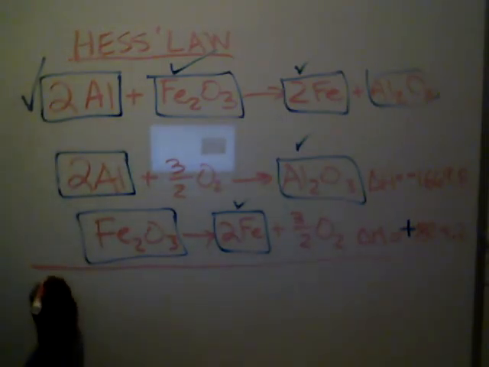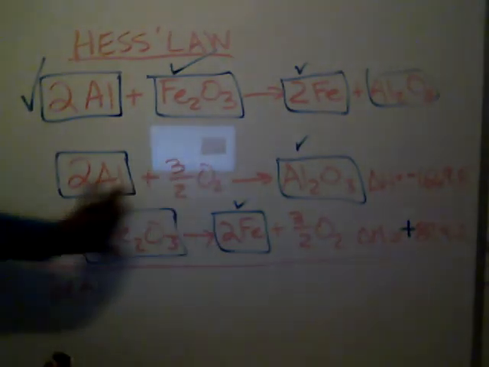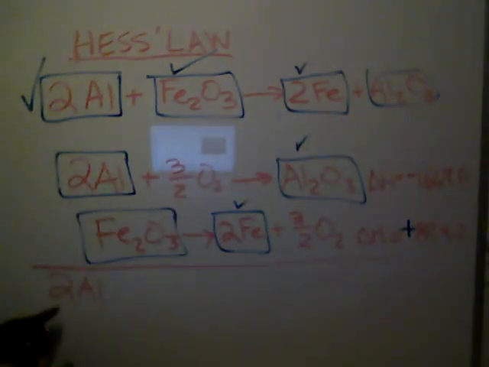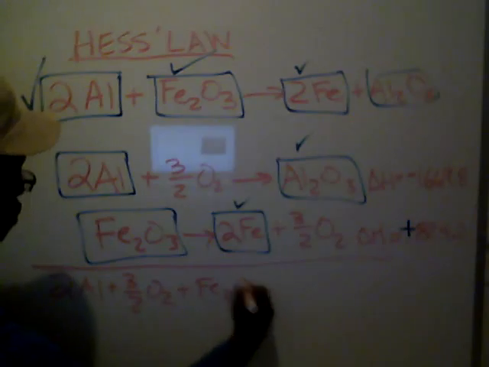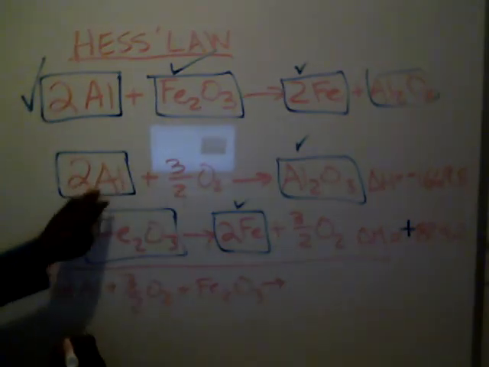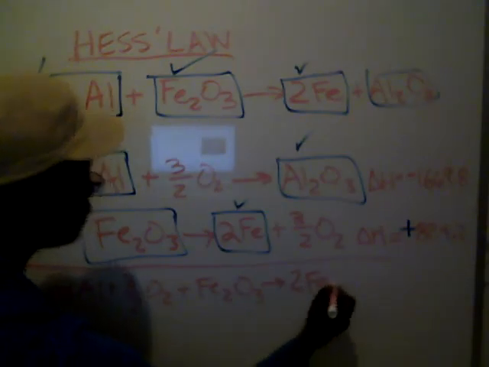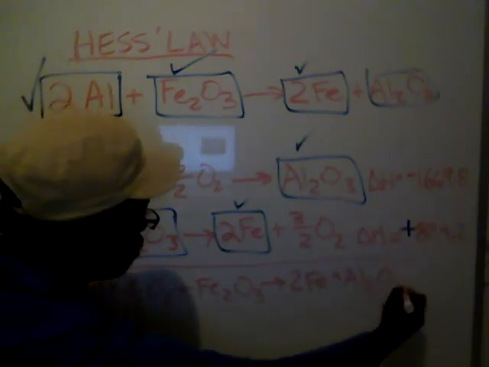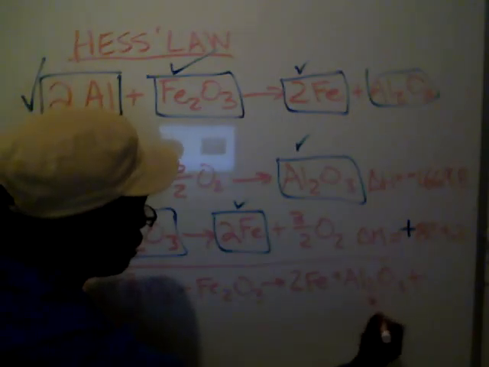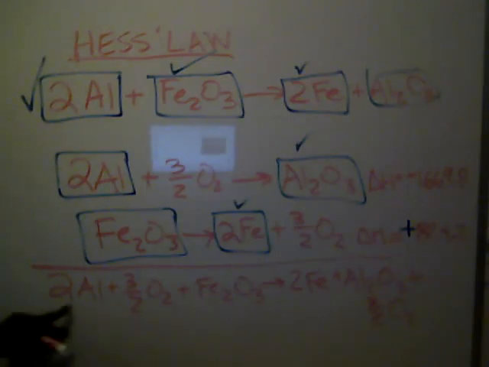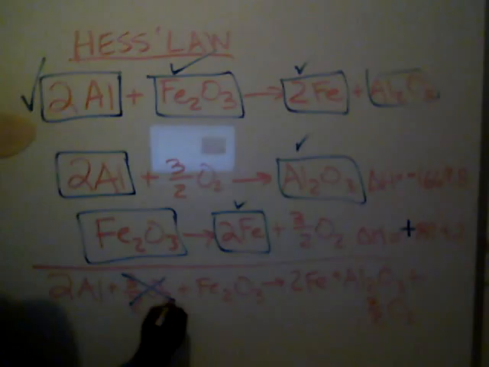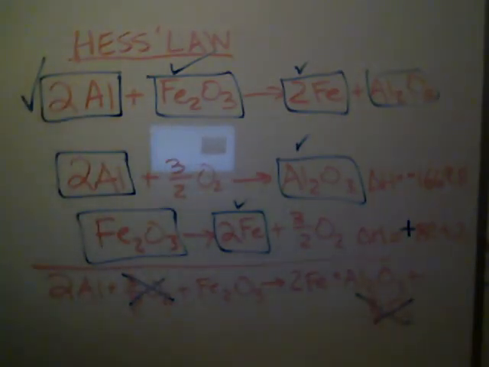So I'm going to add them together. Anything that's on the left of the arrow, I'm going to put on the left of the arrow here. So we have 2 aluminums, 3/2 oxygen, Fe2O3 goes to, so that was everything on the left, goes to 2 Fe plus Al2O3 plus, I'll dump it down here, 3/2 oxygen. Okay, so one thing that we'll notice, a lot of things are going to be able to cancel. The 3/2 oxygen is the same on this side as it is on this side, so we can cross them out. That's the only thing that crosses out.